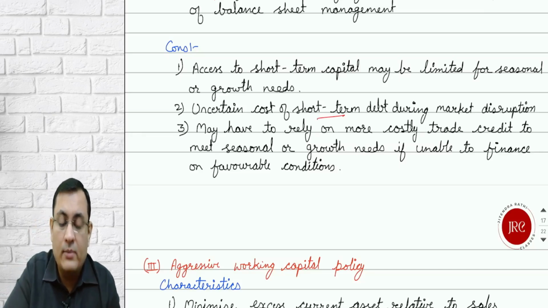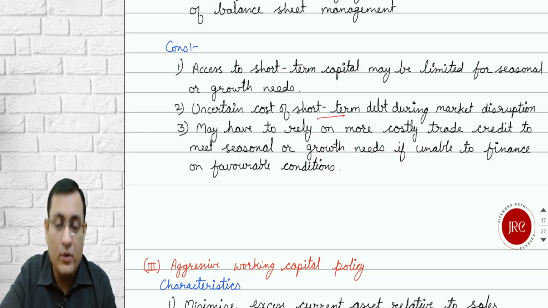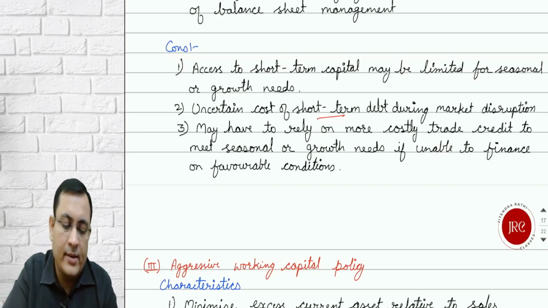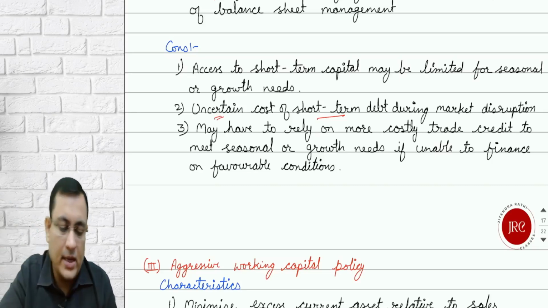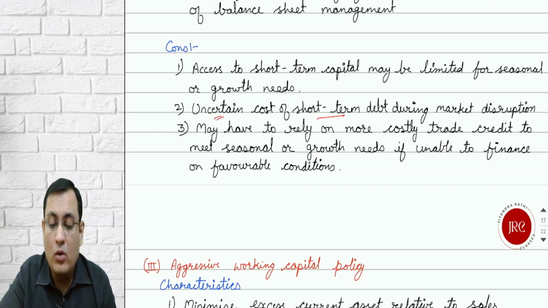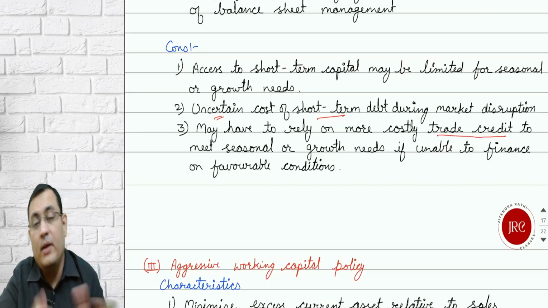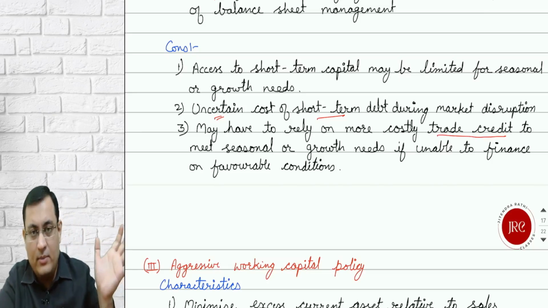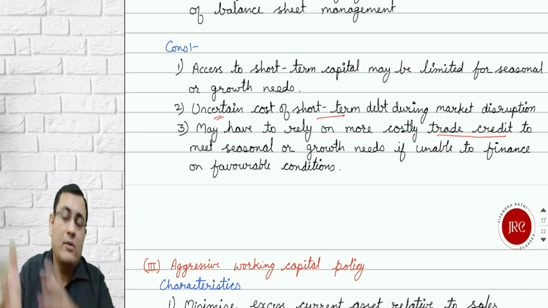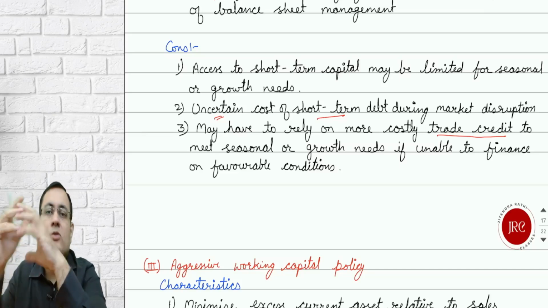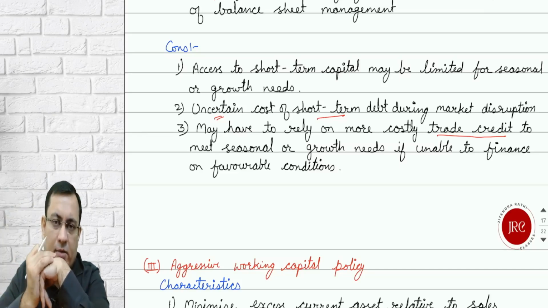Uncertain cost of short-term debt: since you are using short-term debt for your variable current assets, it may go up, it may go down, there will be uncertainty. Additional risk, moderate risk, I'll say. May have to rely more on costly trade credit to meet seasonal or growth demand. Same thing, if finance is not available from short-term debt, we will be required to negotiate with our supplier who may raise prices for giving extra trade credit. So this is again going to create a disadvantage for the company.